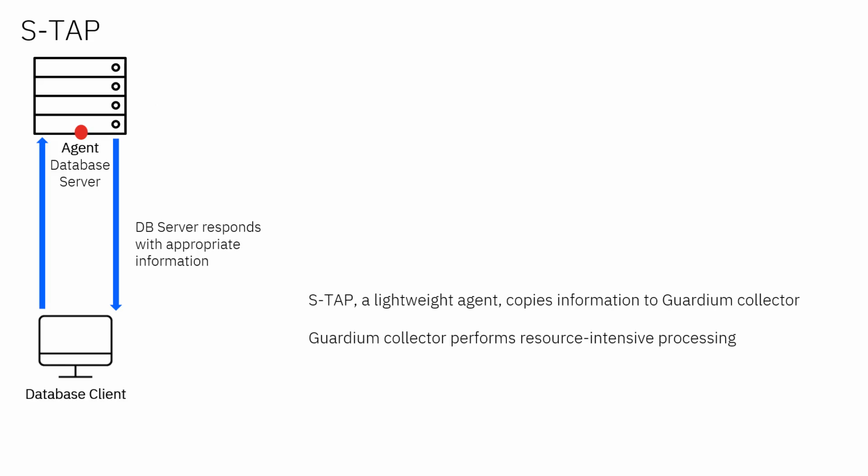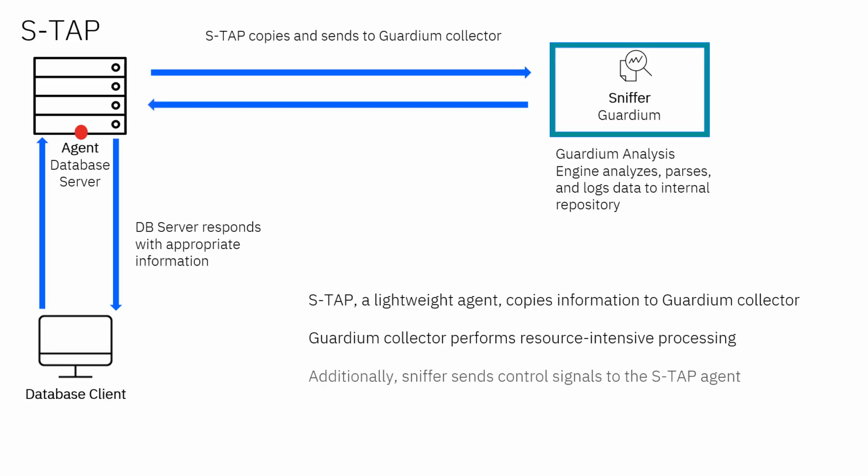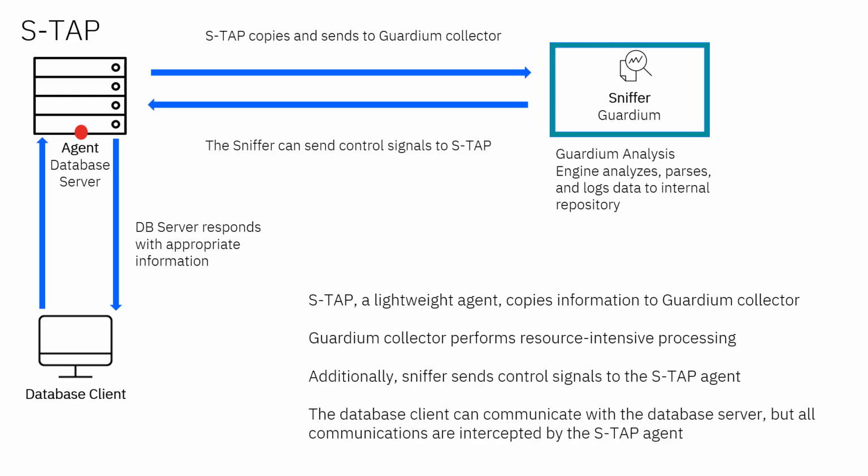The Guardium STAP is a lightweight software agent installed on database servers. STAP monitors database activity, forwarding that information to the Guardium collector. Information collected by the STAP forms the basis of Guardium traffic reports, alerts, visualizations, and so on. The STAP agent can also receive control signals for the following functions.